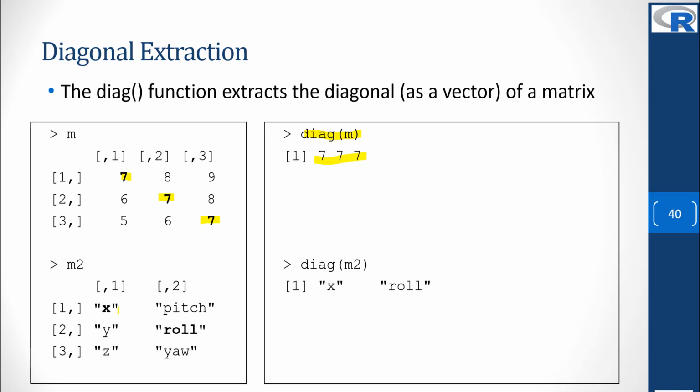Here's a text-based matrix, 3 rows by 2 columns. If you remember, we did the cbind to create this one. So the first column is X, Y, and Z. Second is pitch, roll, and yaw. We're calling for the diagonal, so the diagonal here is going to go just through the first 2 rows because it's not a square matrix, so there is no third row, third column here. So it gives us what it has. So it's kind of a subset of a full square matrix diagonal, but it is the diagonal for this particular 3 row by 2 column matrix.